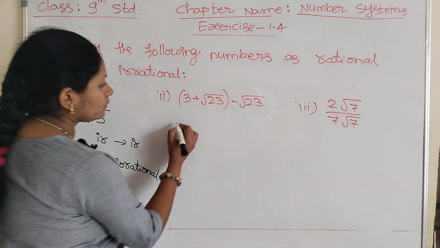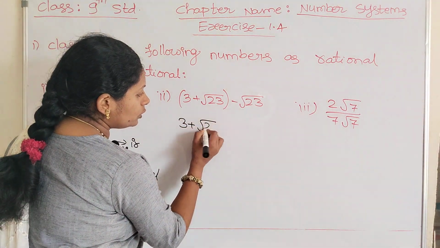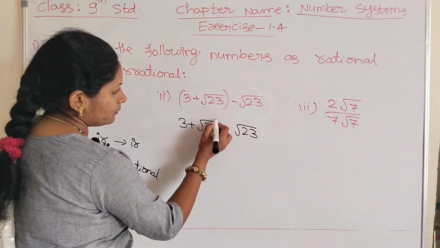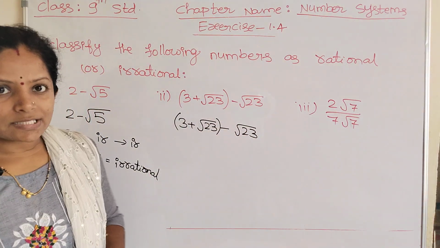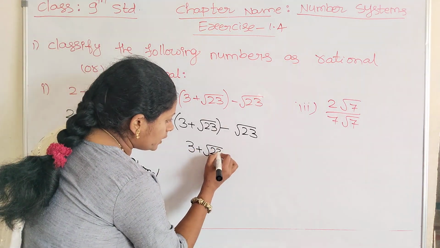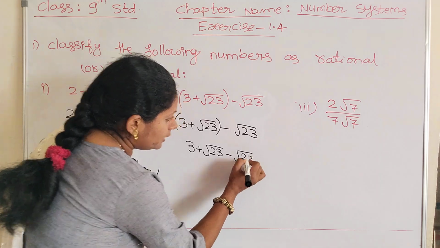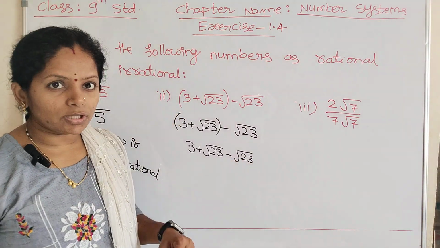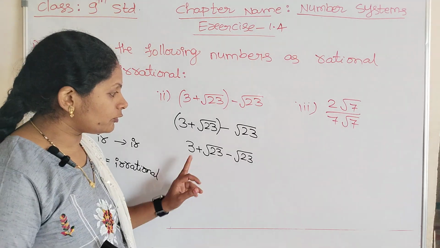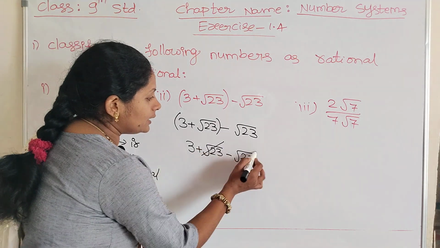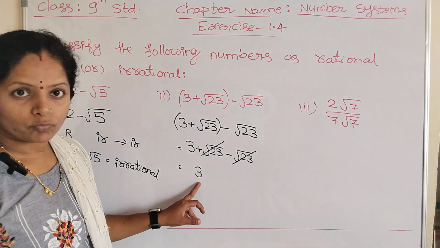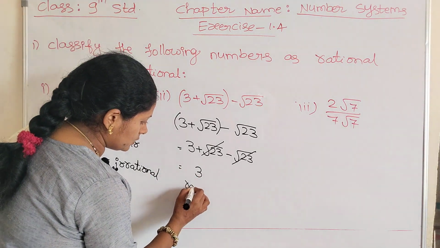Next, 3 plus root of 23 minus root of 23. It is given to us. These two are irrational numbers, the same number with different signs. Plus root of 23 and minus root of 23 get cancelled. So what will remain? The resultant will be 3. What is this? It is a rational number.